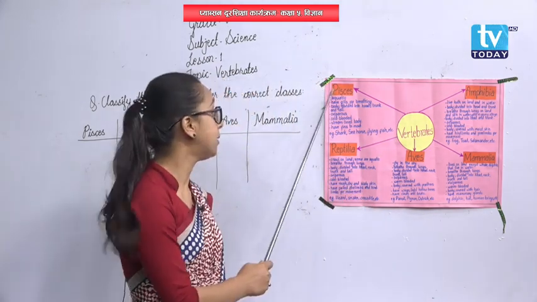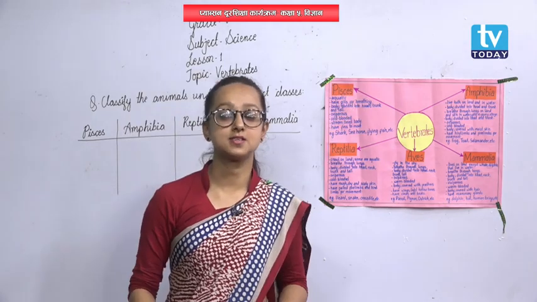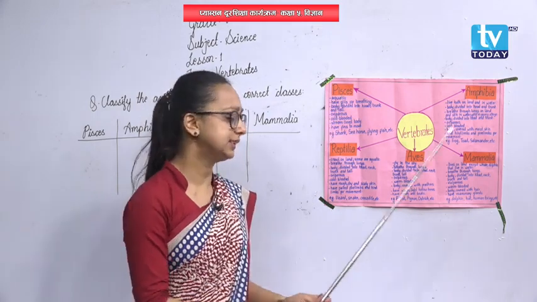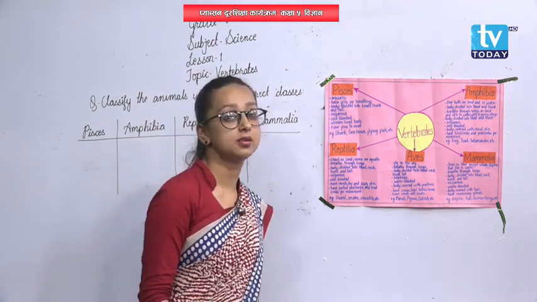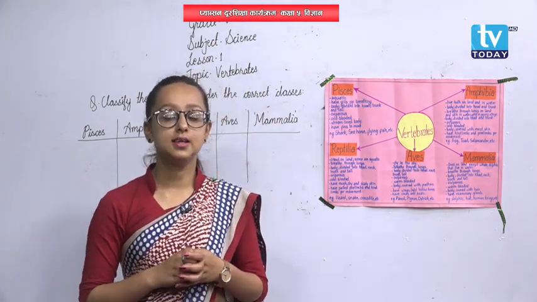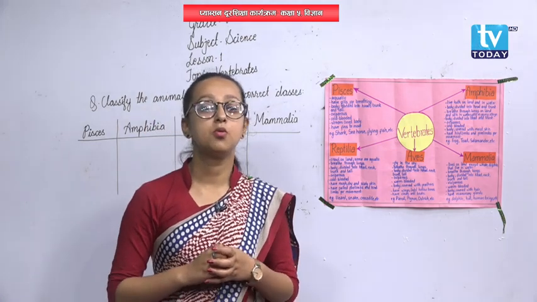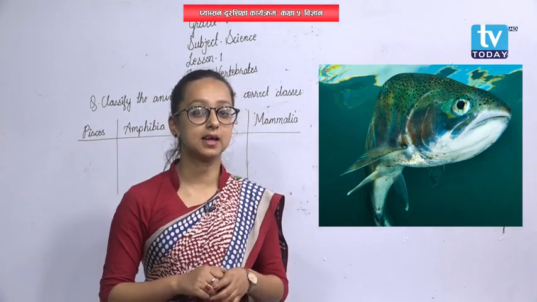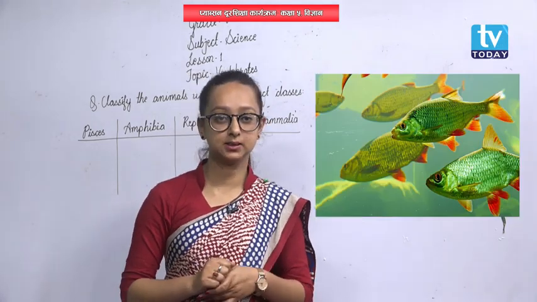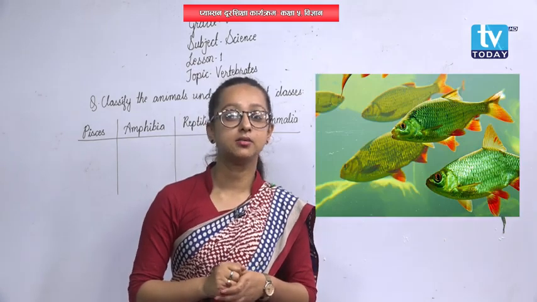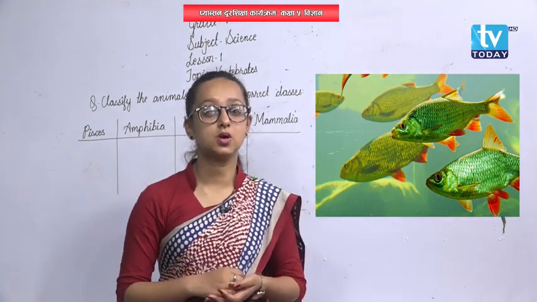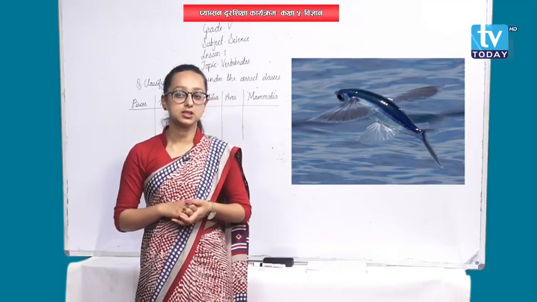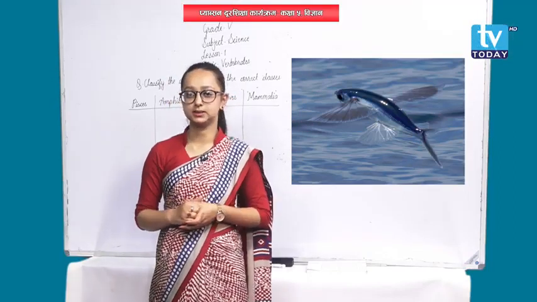As you can see here, Pisces is the first class of vertebrates. So what sort of animals are included in Pisces then? In this group of vertebrates, the aquatic animals lie in the class Pisces. What are aquatic animals? The animals that are found in water, that live in water. These animals fall under the class Pisces of vertebrates.